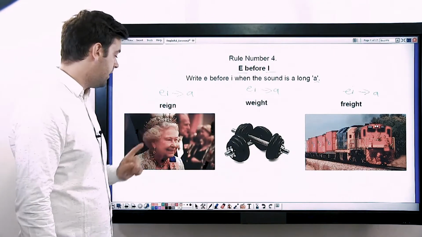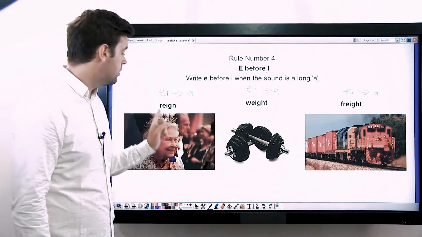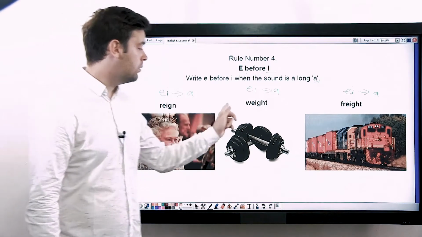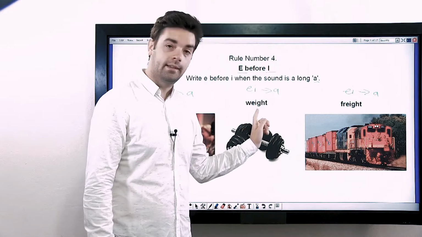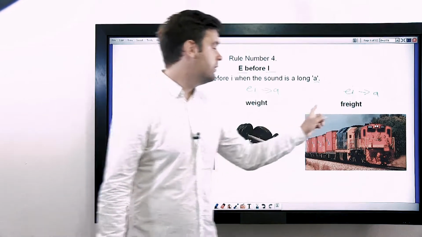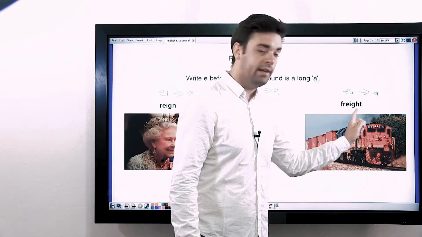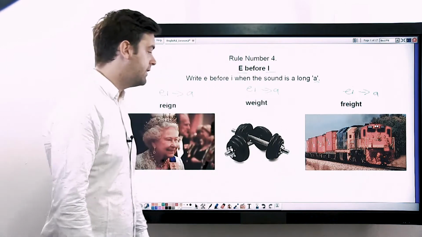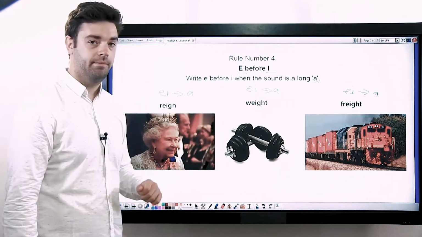So for example here, it's not "rain," it's "rain." It's not "wheat," it's "weight." So an A sound. It's not "freight," it's "freight." Freight, weight, rain.